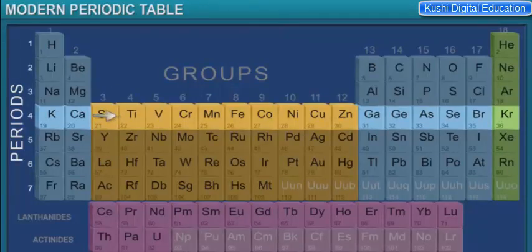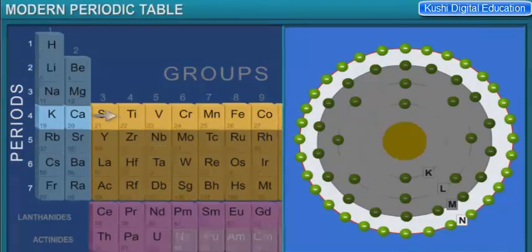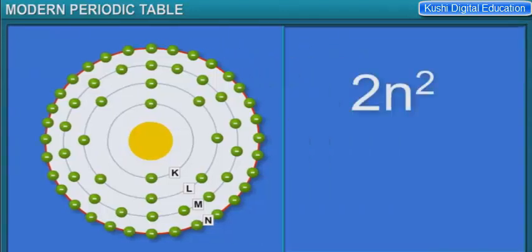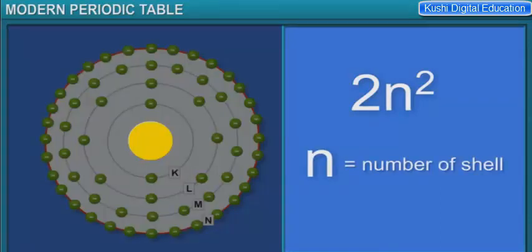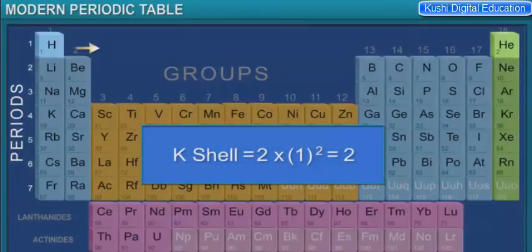This can be explained on the basis of how many electrons are filled in various shells. We know that the maximum number of electrons that can be accommodated in a shell is given by 2n raised to the power of 2, where n is the number of the given shell from the nucleus. For example, K shell is equal to 2 multiplied by 1 raised to the power of 2, which is equal to 2. Hence the first period has 2 elements, that is, hydrogen and helium.